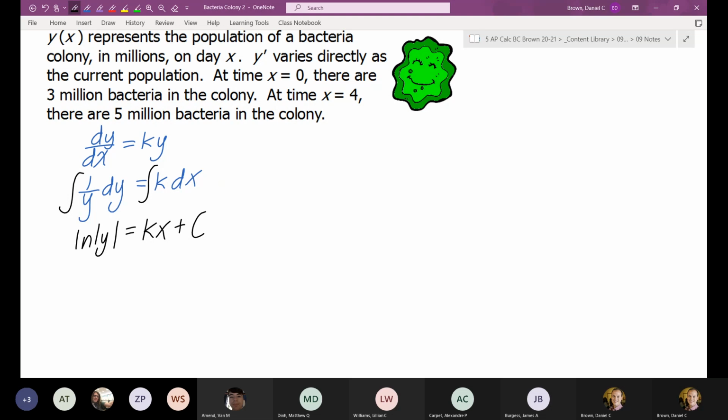So let's think about how we would end up solving this for y. We are going to have to do the base e of both sides. Again, I can drop off the absolute value because we know that y is always going to be greater than or equal to 0.